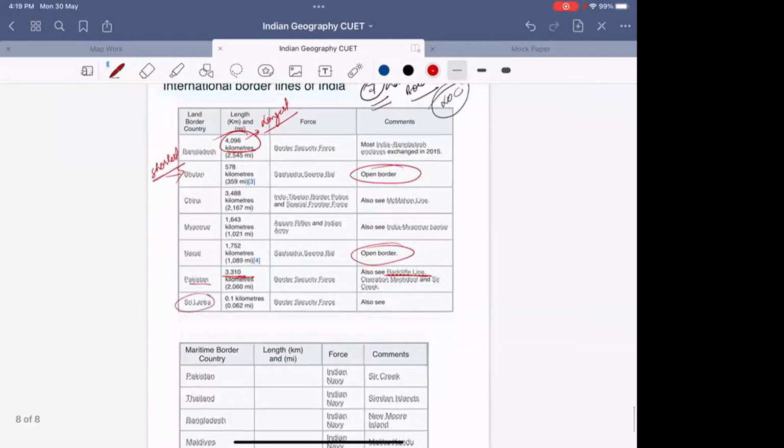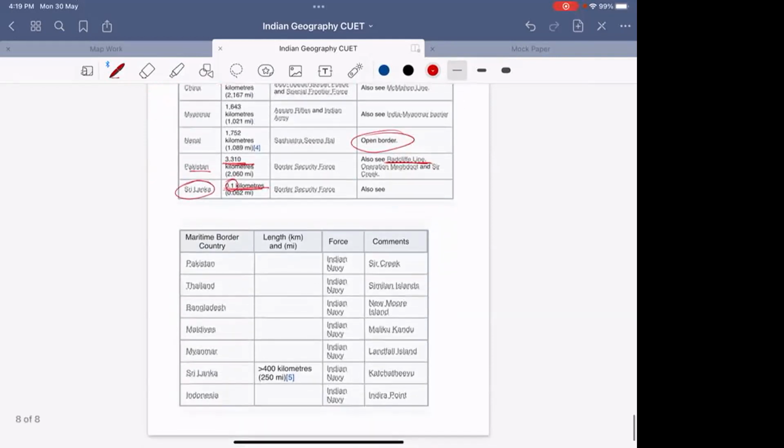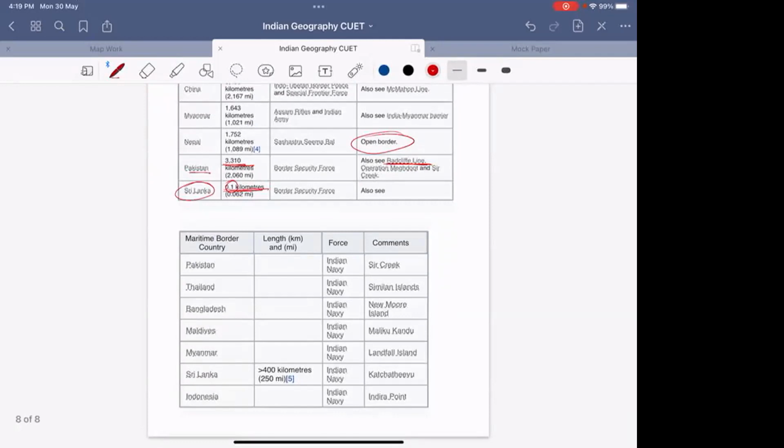Sri Lanka is very small on land. There is not a particular specific point or landmass which divides Sri Lanka and India, therefore it's only 0.1 kilometer on land. It shares a maritime border, therefore the land border is very small here. So moving on, the maritime bordering countries.